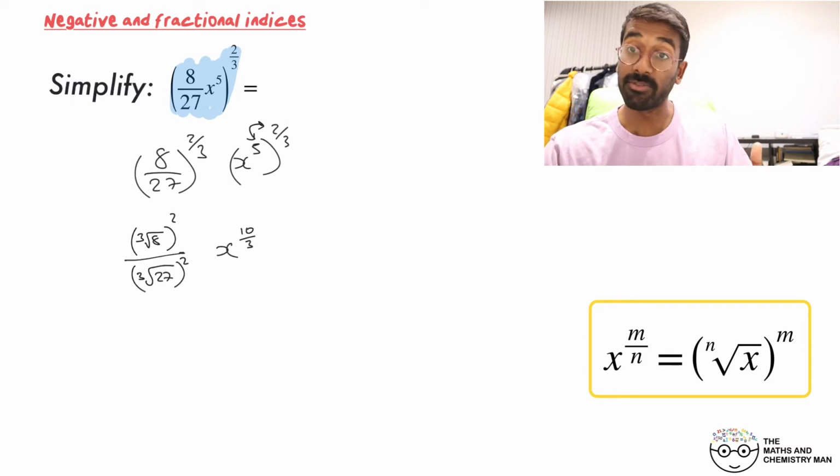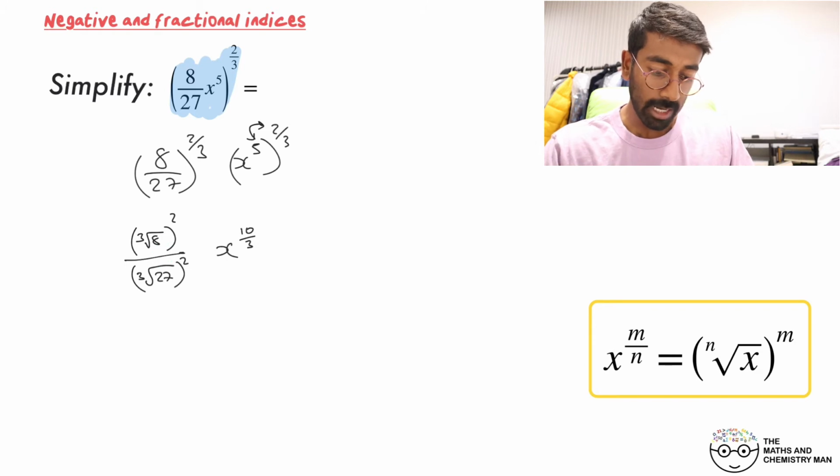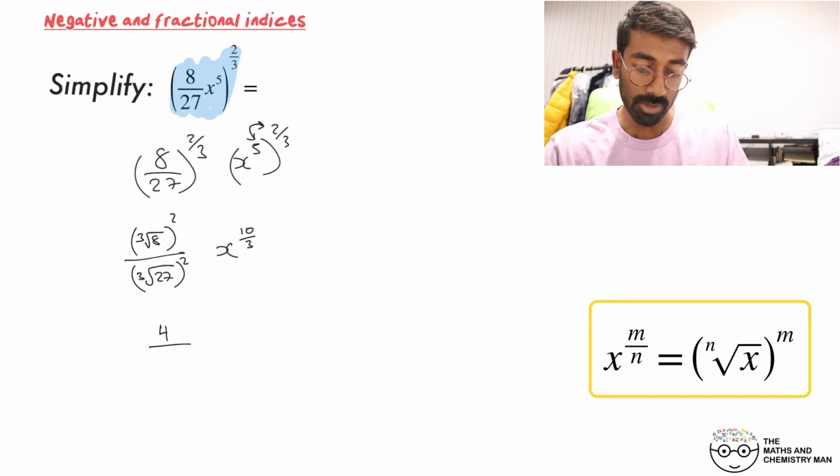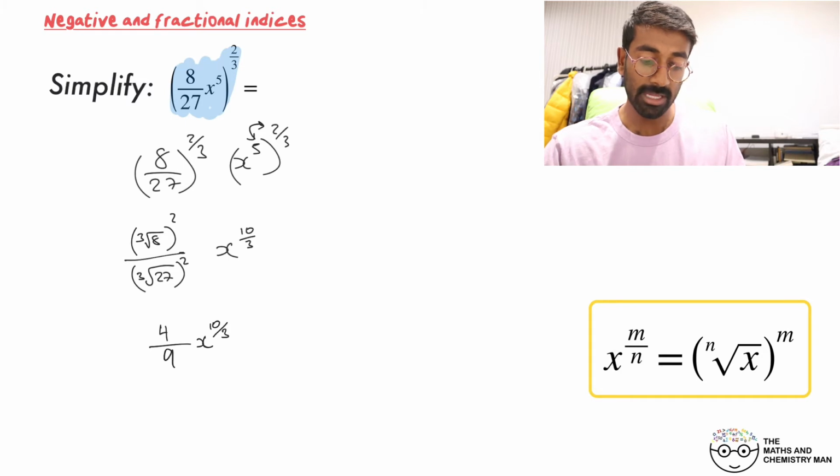Now let's just simplify this part down here. So looking at this, the cube root of 8 is 2. And then we need to square it. So 2 squared, that's going to be 4. Now let's look at the bottom there. The cube root of 27 is 3. 3 squared is going to be 9. So you've got 4/9, and then x to the power of 10/3. And that's that one done.